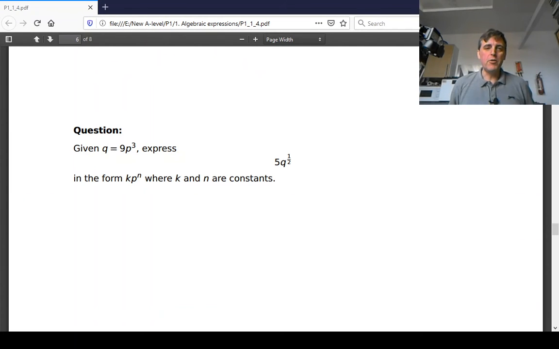Okay, time for some algebra now. So let's bring some algebra into things. Here's a question which I'd like you to have a go at. We've been given an expression there, q, which equals 9p cubed, and we've been asked to express 5q to the power of a half in that particular form you see there on the screen. So what you're going to need to do is substitute, wherever you see q, 9p cubed instead, and then simplify it into that form. Okay, pause the video, see how you get on.